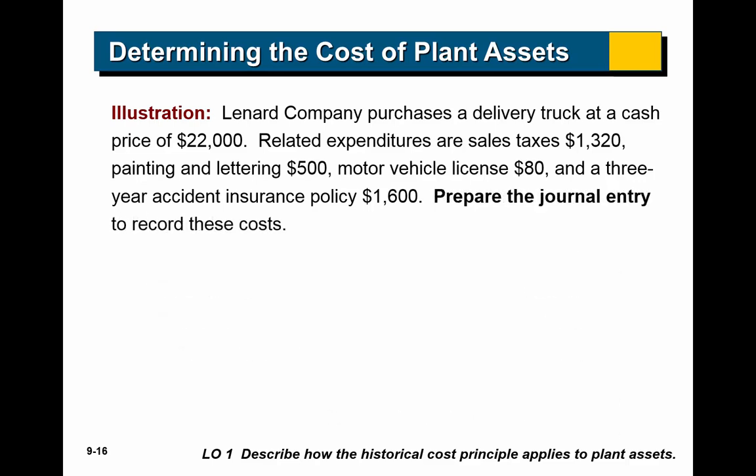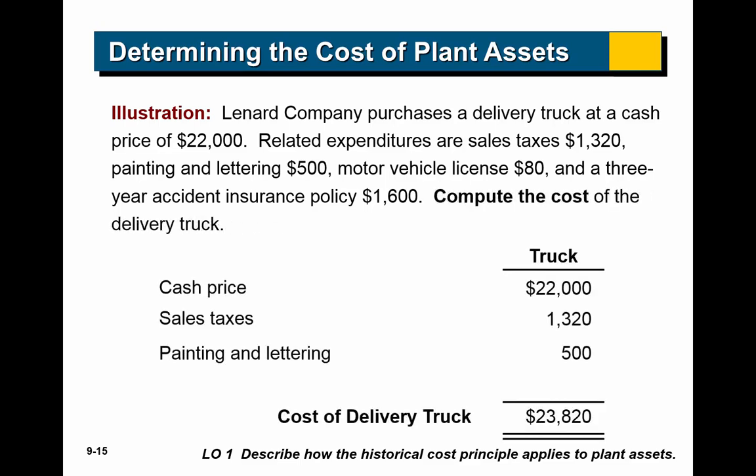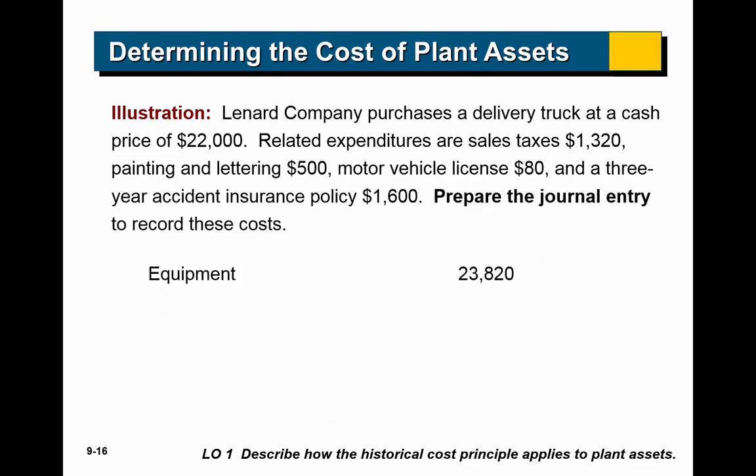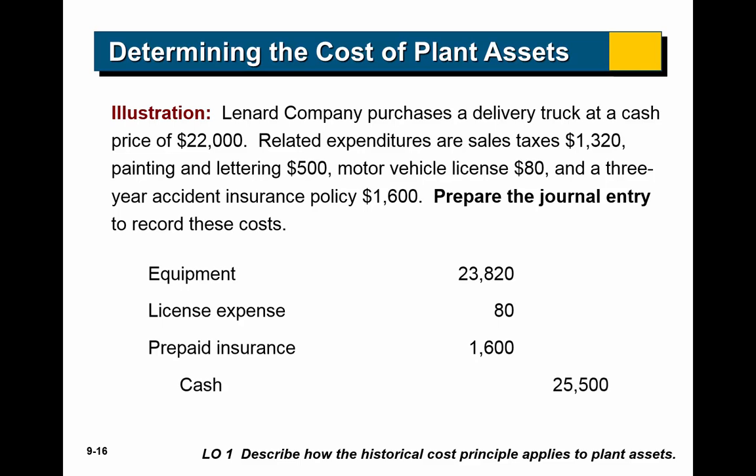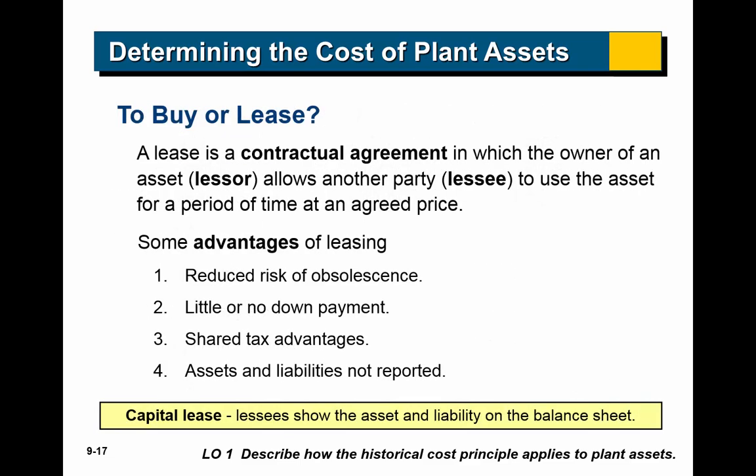All right, here we go. The Leonard Company purchases a delivery truck at a cash price of $22,000. Related expenditures, and it wants us to do the journal entry. So what we'll do is we'll use the price that we just figured out in the previous slide, $23,820. That'll be the debit to equipment. The license expense will be expensed right now, $80. Prepaid insurance, $1,600. Not insurance expense, right, because it's prepaid insurance that will last us for the next year. And then the amount of cash we paid. That would be the journal entry.